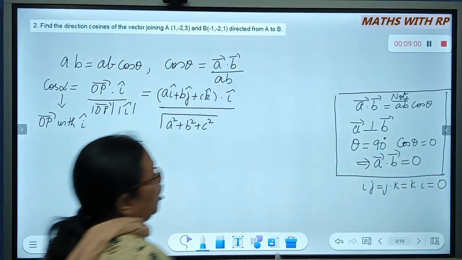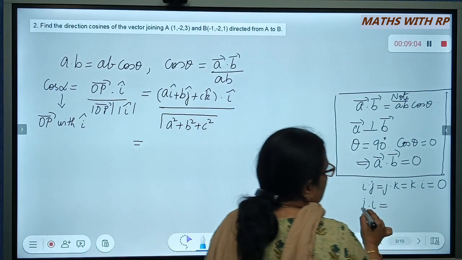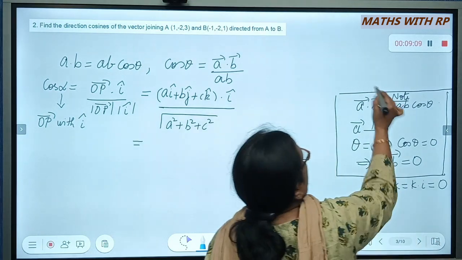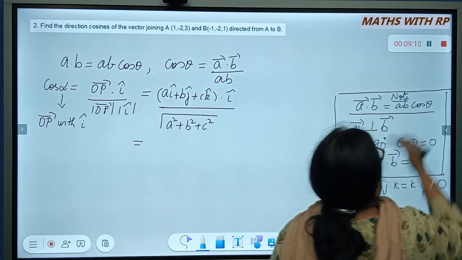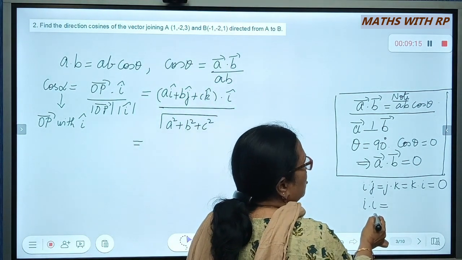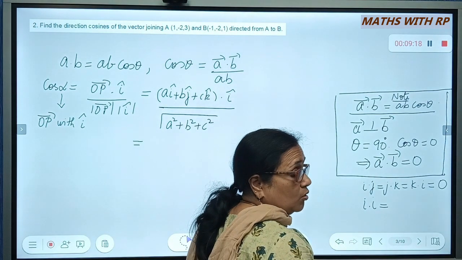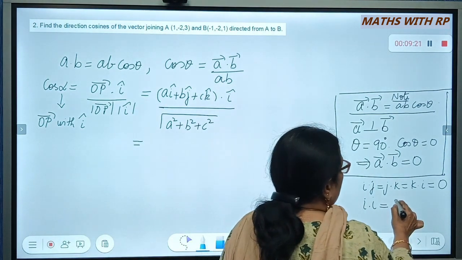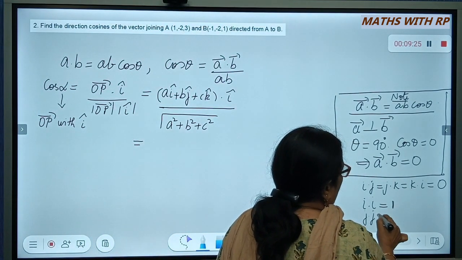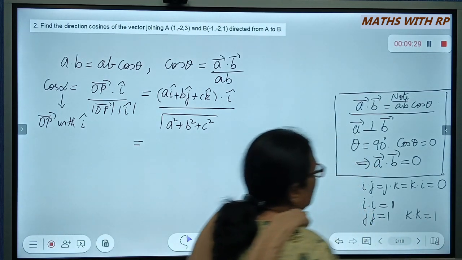Now, what will be i dot i? By definition of dot product, again I will recall, A dot B is AB cos theta. A is 1, B is also 1 here. The angle between i and i is 0. So, cos 0 is 1. So, i dot i is 1. Similarly, j dot j is 1. k dot k is also 1. I hope you understand why.